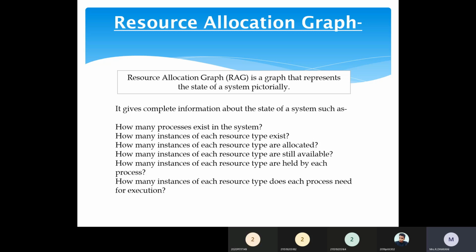As we all know, in order to execute a process we need many resources like memory, CPU, and then input device, output device. So all the resources are required. You can easily understand by seeing the RAG how many instances of each resource type exist, how many instances of each resource type are allocated, how many instances of each resource type are still available, and how many instances of each resource type are held by each process. So how many instances of each resource type does each process need for execution. These are all the various types of information one can get with the help of a resource allocation graph.